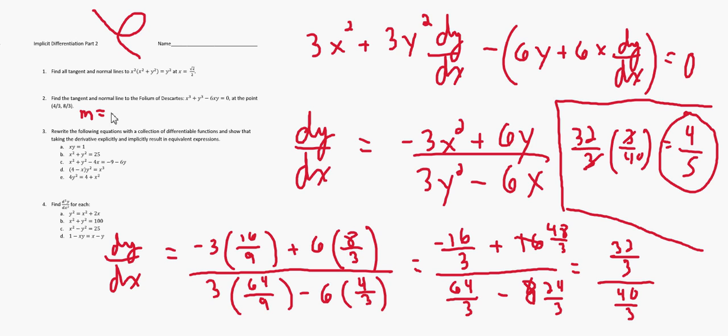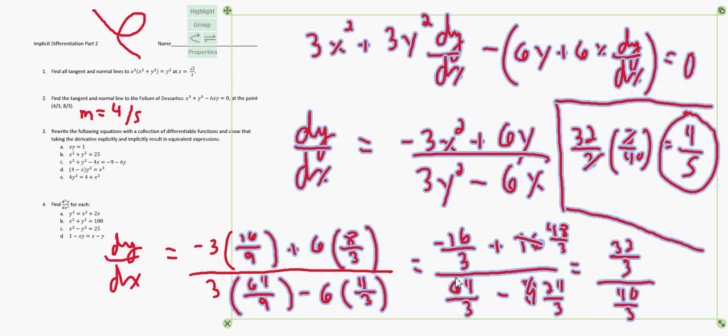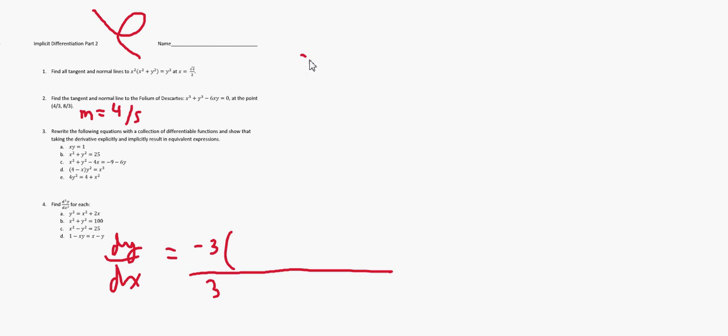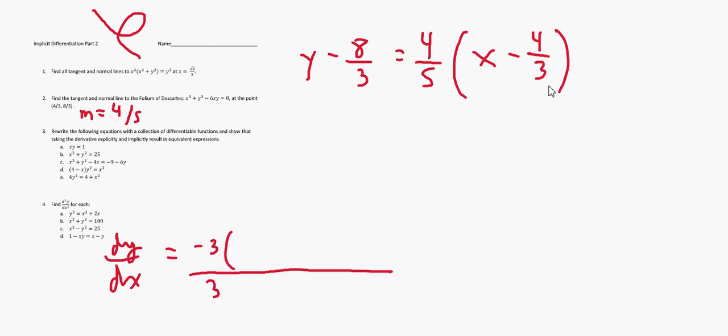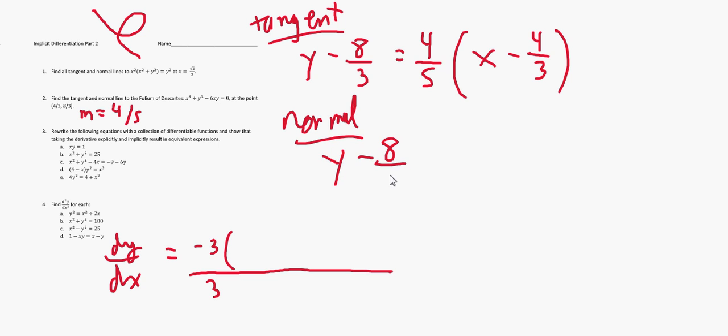So our tangent line, well, the slope is 4/5. So the tangent line is just going to be y minus the y value, which is 8/3, is equal to the slope, 4/5, x minus the x value, 4/3. And again, label that tangent so you know what that is. And now we want the normal line as well. And that's going to be same exact point, y minus 8/3 is equal, but the slope is the perpendicular slope. So negative 5/4 x minus 4/3.